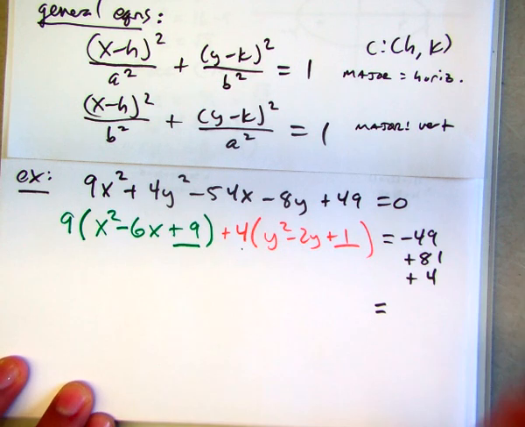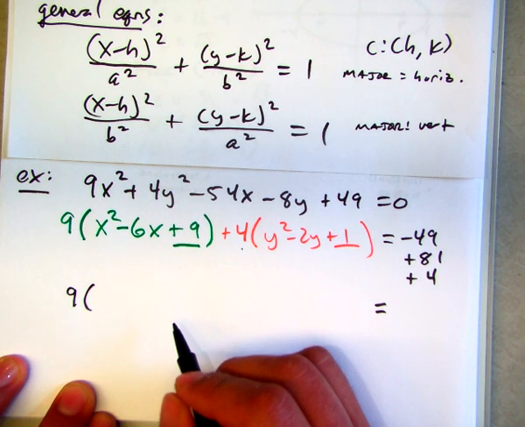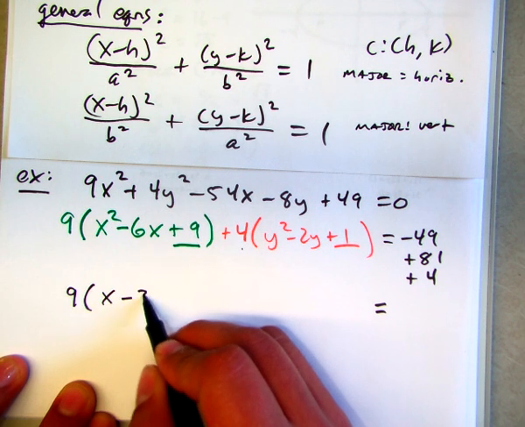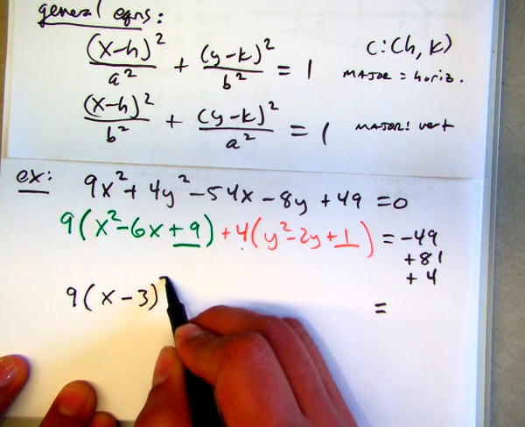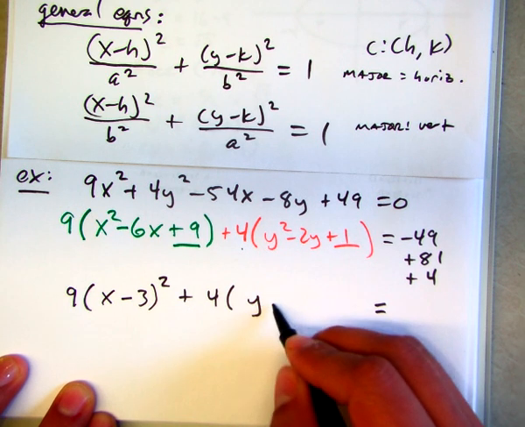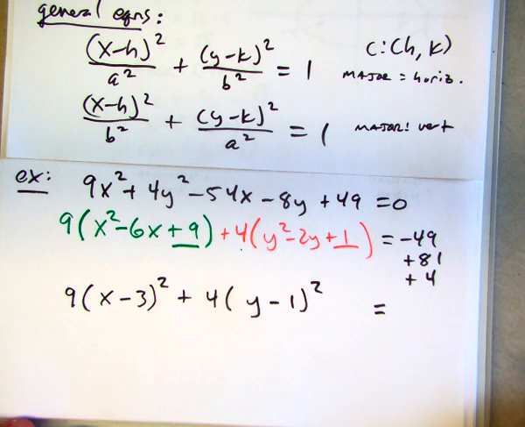So now let's write this out. 9, how does this factor? X minus 3, squared. Good. Plus 4, and then what's this one? Y minus 1, squared. Good. And now we add all that up. Negative 49, 81, and 4. 36.